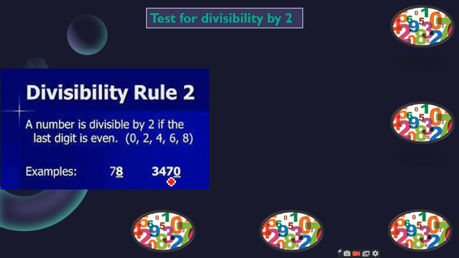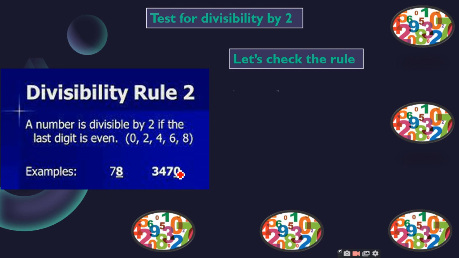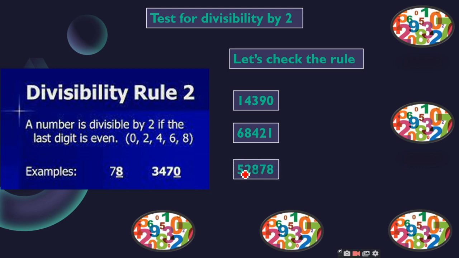Second number is 3470. The last digit is 0. So this number is also divisible by 2. Let's have some more examples. 14390, 68421, 52878. We have three numbers.